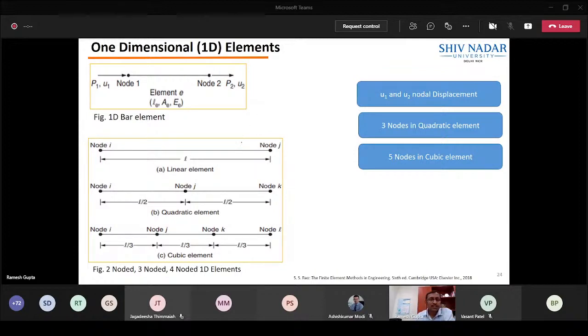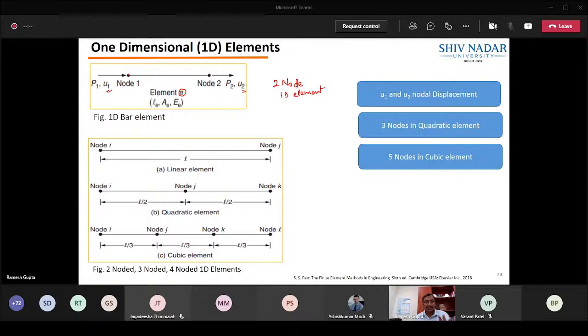All right, so let's look at this. This is the element, usually designated by the letter E, and you have the nodes, node 1, node 2. That means it is a two-noded one-dimensional element. Now, what kind of degree of freedom does it have? At node 1 is the displacement U1, and at node 2 another displacement, U2. So it's 2 degrees of freedom per element and 1 degree of freedom per node.